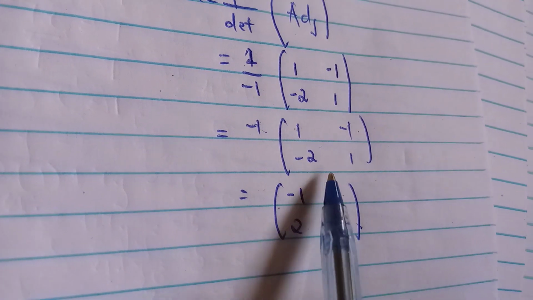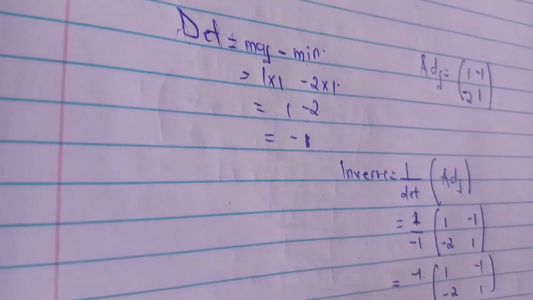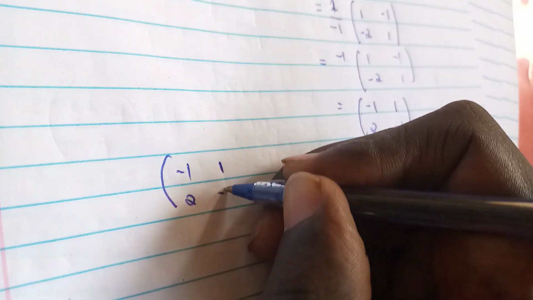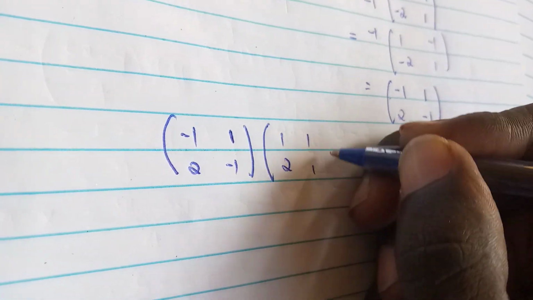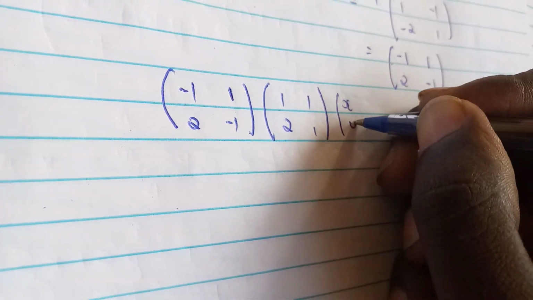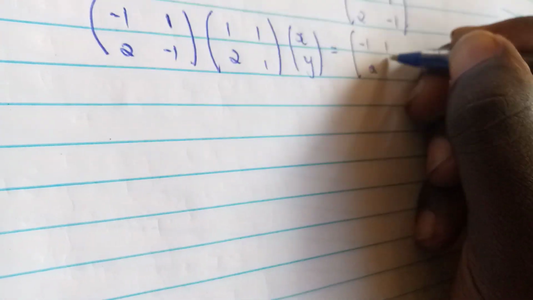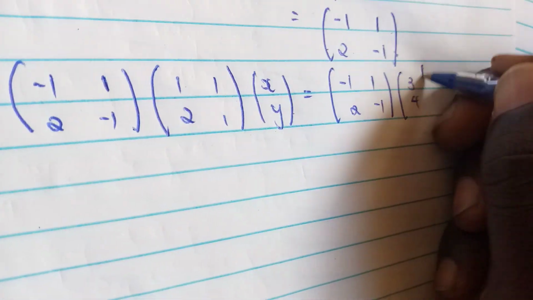So this inverse, we multiply on each side of this equation. Multiply it this side and also multiply it this side. We get our inverse, which is negative 1, 2, 1, negative 1, and multiply it with this side, 1, 2, 1, 1, times x, y. Also multiply the inverse on this other side. Very simple. As long as you get the inverse, everything becomes simple.